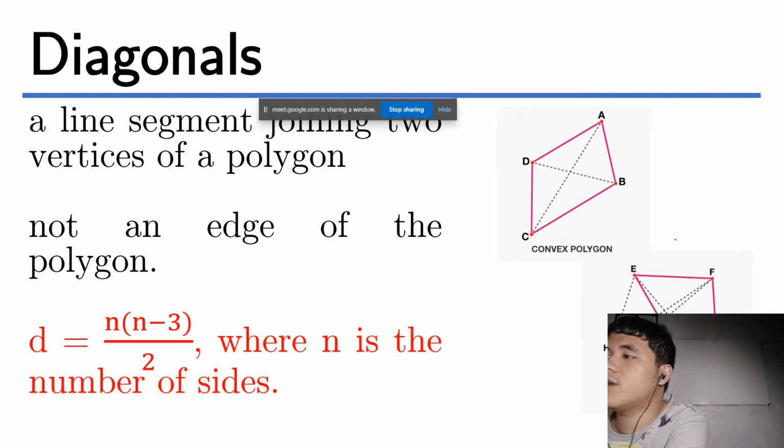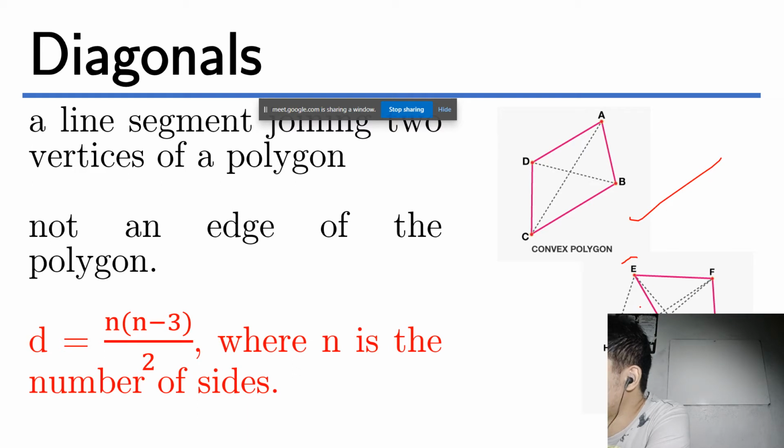Then, diagonal naman is simply a line segment joining two vertices of a polygon. Take note na, porket diagonal, hindi kailangan nasa loob ng polygon. Ayan, now look at this. Example, ito, ayan, sa convex for sure, lahat sa loob. Pero ito, look at this concave polygon we have here. Yan, no? EH is a diagonal, no? And pati HF, kakaiba, no?